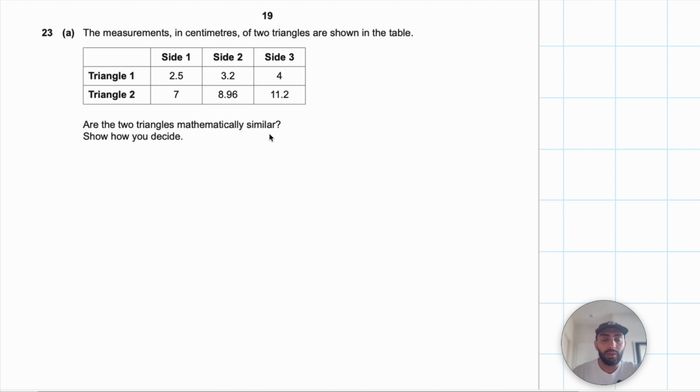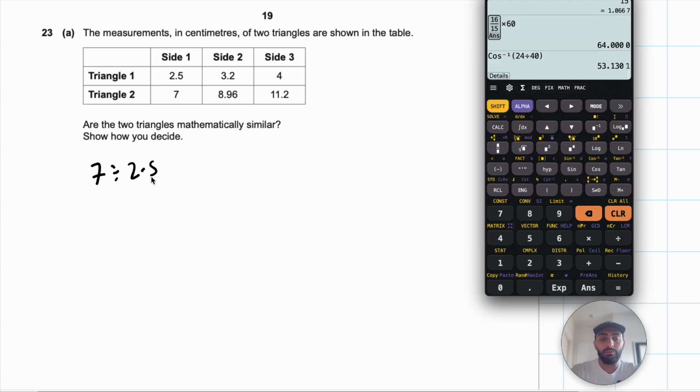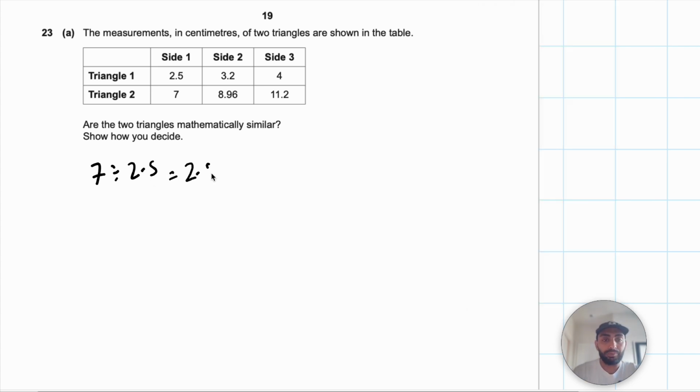Question 23. The measurements in centimeters of two triangles are shown in the table. Are the two triangles mathematically similar? If two triangles are similar, that means one is an enlargement of the other. It means that everything has been multiplied by the same amount. What has this first one been multiplied by? So 7 divided by 2.5 gives me 2.8. So if all of them have been multiplied by 2.8, then they are mathematically similar.